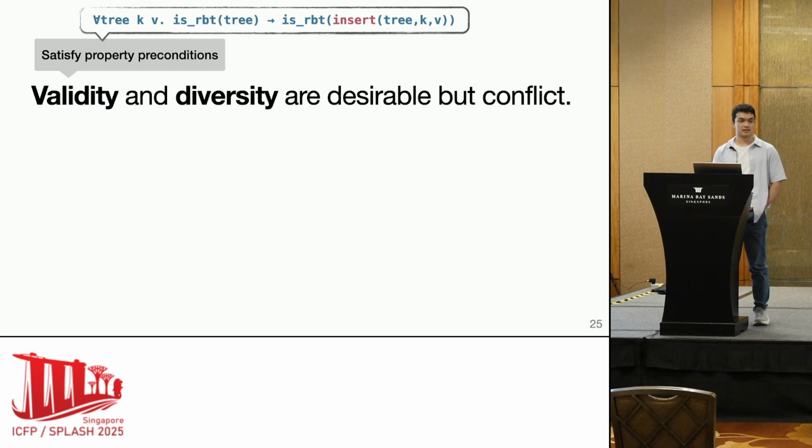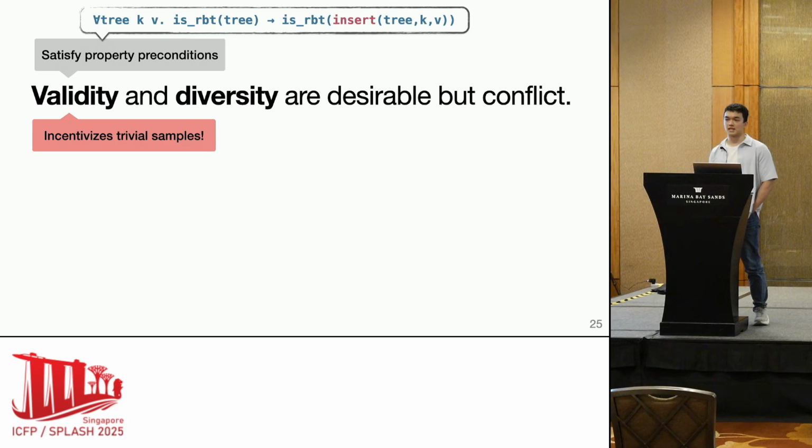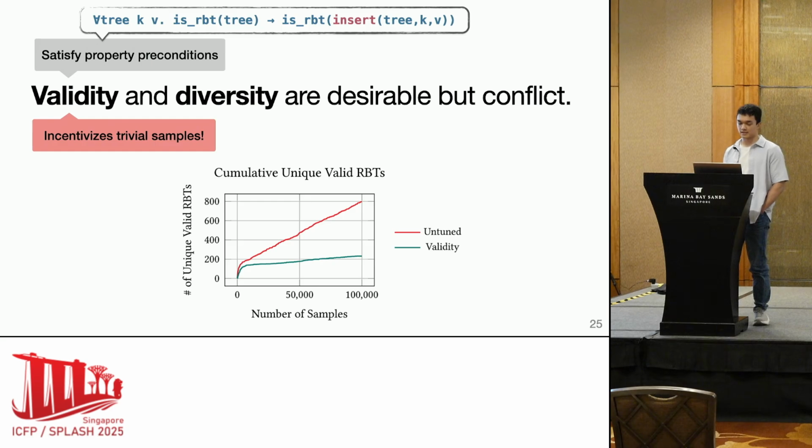And we can express this as an objective straightforwardly, where we want to maximize the probability that our generator produces a valid tree. But when we do this, we find that we get trivial samples. It turns out the easiest way to generate valid red-black trees is just to generate trees of one node. And it turns out this actually makes us generate fewer unique valid red-black trees than our untuned generator.